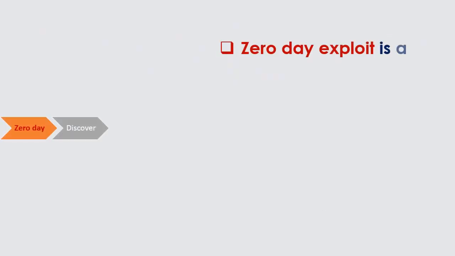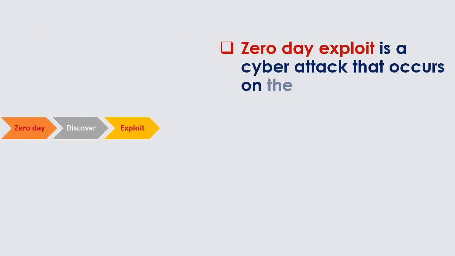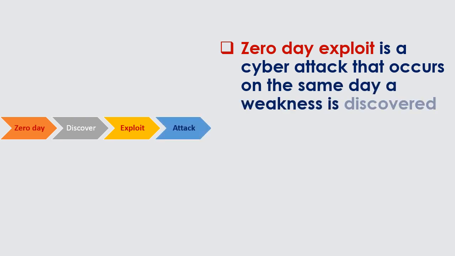A 0-day exploit is a cyber attack that occurs on the same day a weakness is discovered in software. At that point, it's exploited before a fix becomes available from its creator.